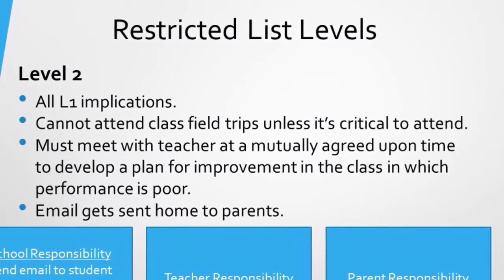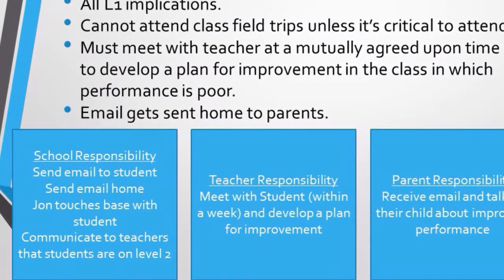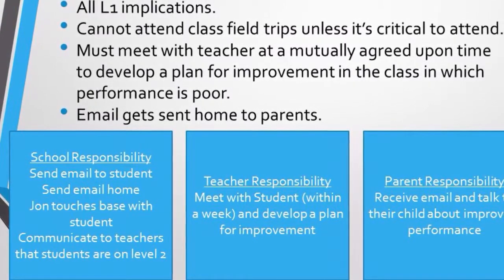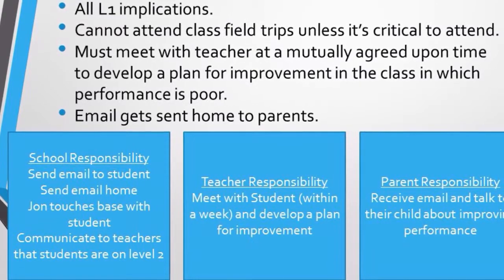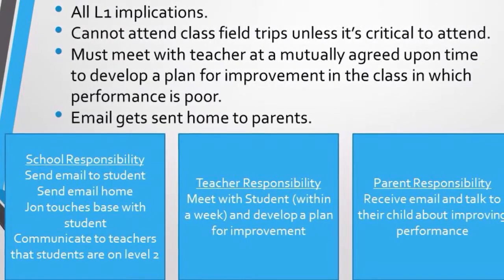The next level then is for teacher and student to meet together in order to put together kind of an action plan to improve performance. And an email does get sent home. So the school's responsibility is to send that email home, let them know that they've been on the restricted list now for up to possibly 4 weeks, and they need some additional help. And we are going to meet with the student to help them out.